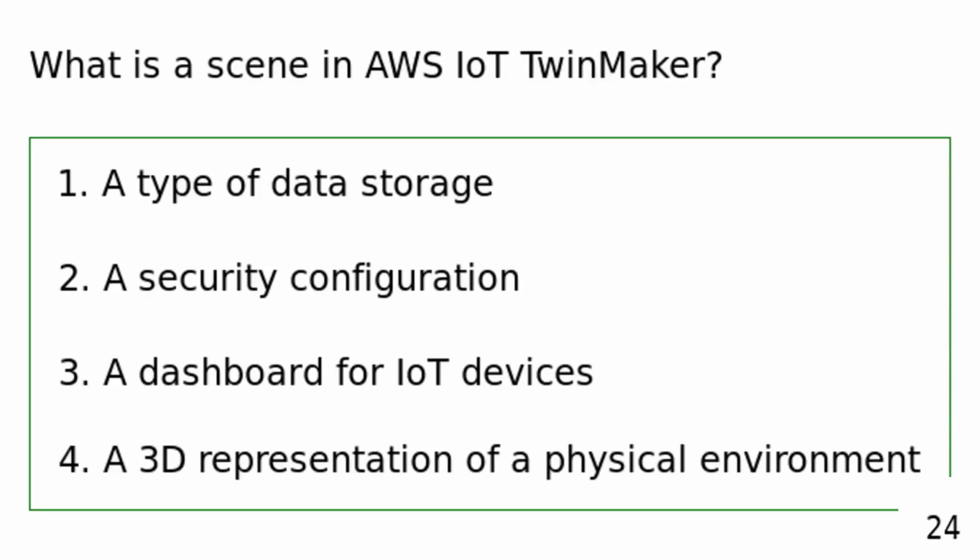What is a scene in AWS IoT TwinMaker? A type of data storage. A security configuration. A dashboard for IoT devices. A 3D representation of a physical environment.